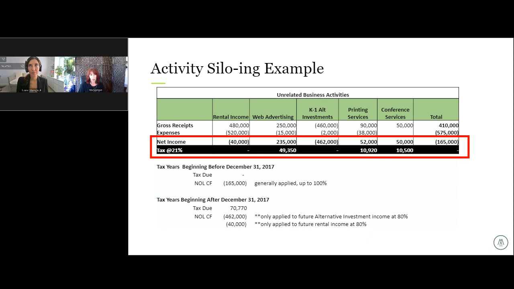So it's much more complicated. And tax planning is much more difficult because you can't just look and say, oh, we have NOLs, we don't have to worry about it anymore. We now have to care if it's pre-'18, post-'17, how it's siloed. It's very complicated when you have multiple sources.